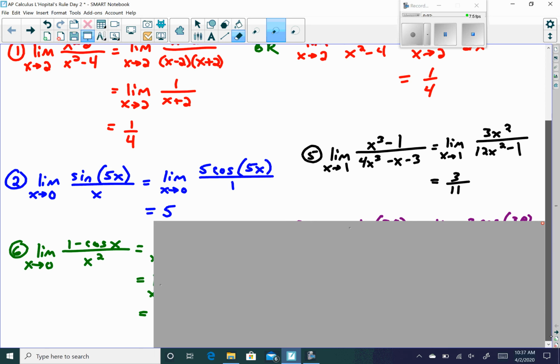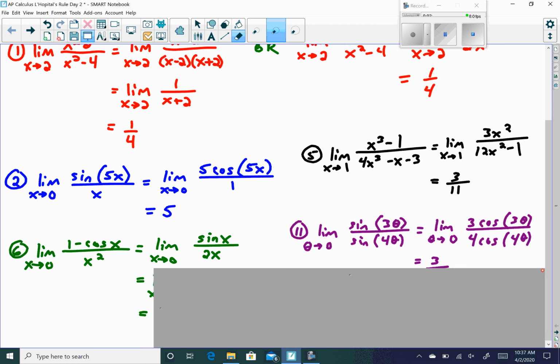All right, and number 6, very similar. Just start by taking the derivative of the numerator and denominator, because substituting in a 0 still gives us that 0 over 0. So here, very carefully though, derivative of 1 is just going to be 0, but cosine x, that derivative is a negative sine x. With the negative that was already in front, we're going to get a positive sine x over 2x.